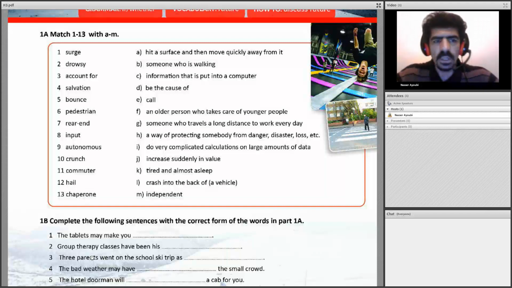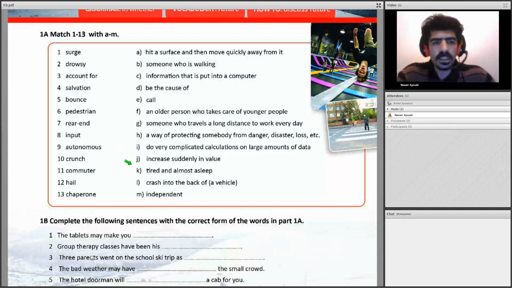I'm going to read. 1. Surge. 2. Drowsy. 3. Account for. 4. Salvation. 5. Bounce. 6. Pedestrian. 7. Rear end. 8. Input. 9. Autonomous. 10. Crunch. 11. Commuter. 12. Hail. 13. Chaperone. Okay.